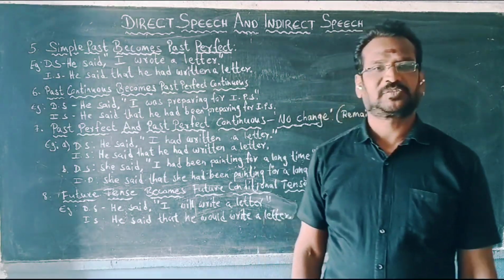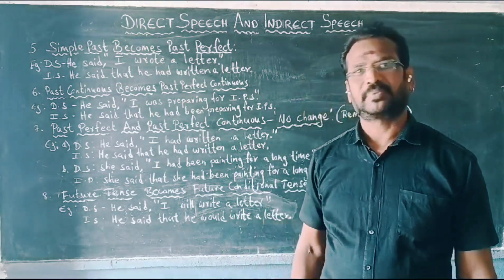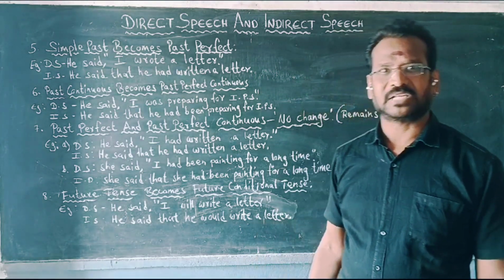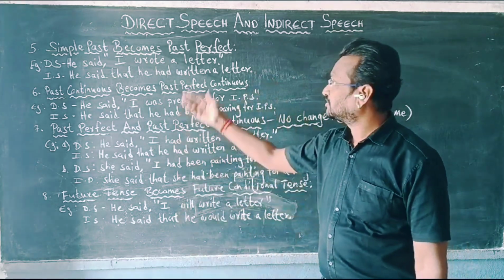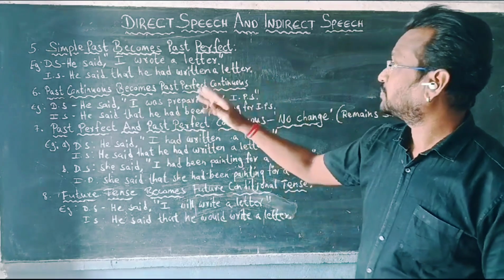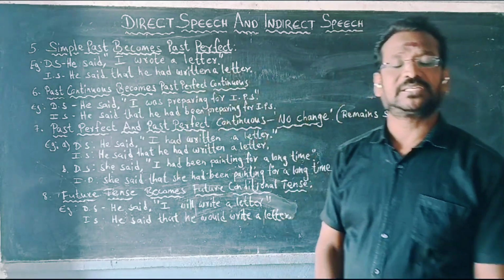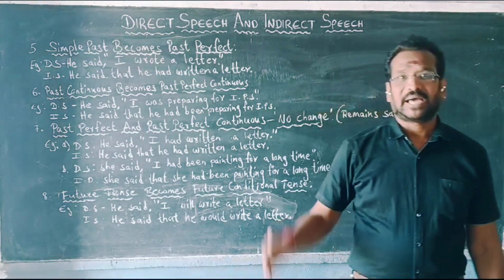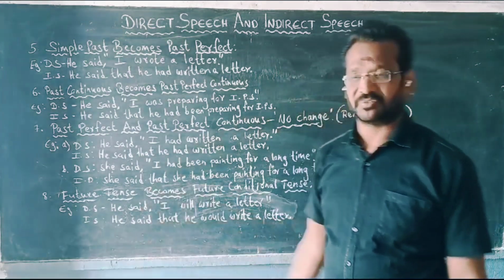Direct speech and indirect speech, part 2. In the previous class we discussed present tense, and in this class let's discuss past tense and future tense. Here, the fifth one: if the simple past becomes past perfect, that means if the direct speech is in simple past, when it changes to indirect it becomes past perfect.